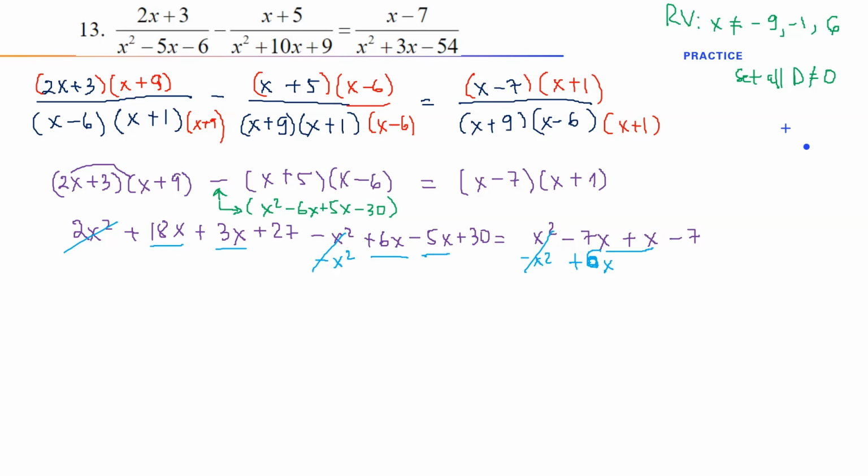On this side we have 22. Now we add 6x both sides. We will end up with 28x. Now the numbers 27 and 30 is 57. 57 on the left hand side, so we subtract 57 both sides. We end up with negative 64.